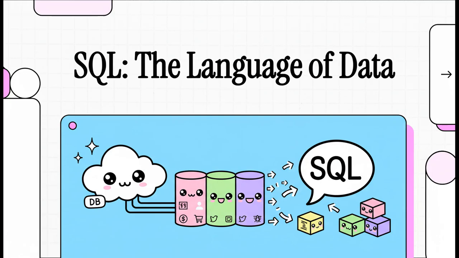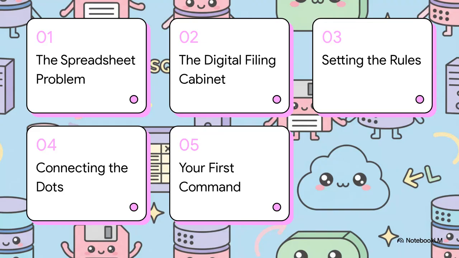So let's talk about a language that is quite literally running the digital world. It's behind almost every app on your phone, every website you visit, from your banking to your social media feed. It's called SQL, and it's the universal way we talk to data. Let's dive in. Here's how we're going to break it down.